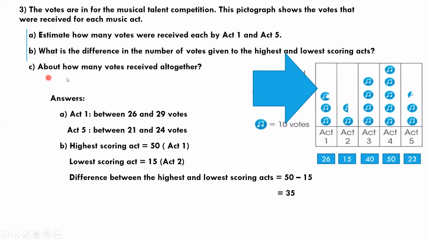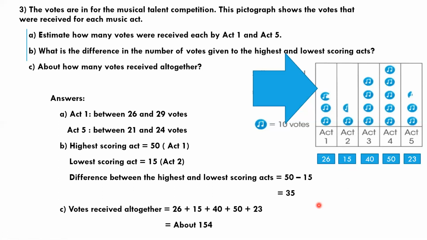Now, what about the C part? How many votes received altogether? Altogether means you need to sum up all these votes. So, the answer for the C part is, votes received altogether is 26 plus 15 plus 40 plus 50 plus 23. That gives you about 154.